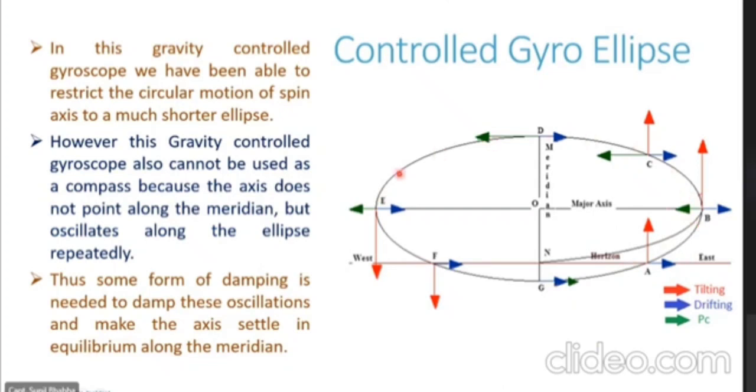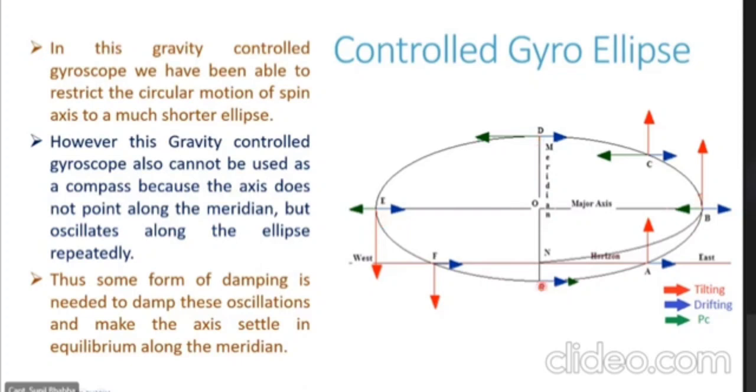Now one good thing which we have achieved is, irrespective of wherever our gyro star is, the spin axis is not going to follow the gyro star. It is going to follow this elliptical motion. The gyro star has gone out of the picture now. The spin axis is going to follow the elliptical motion, this particular oscillation.